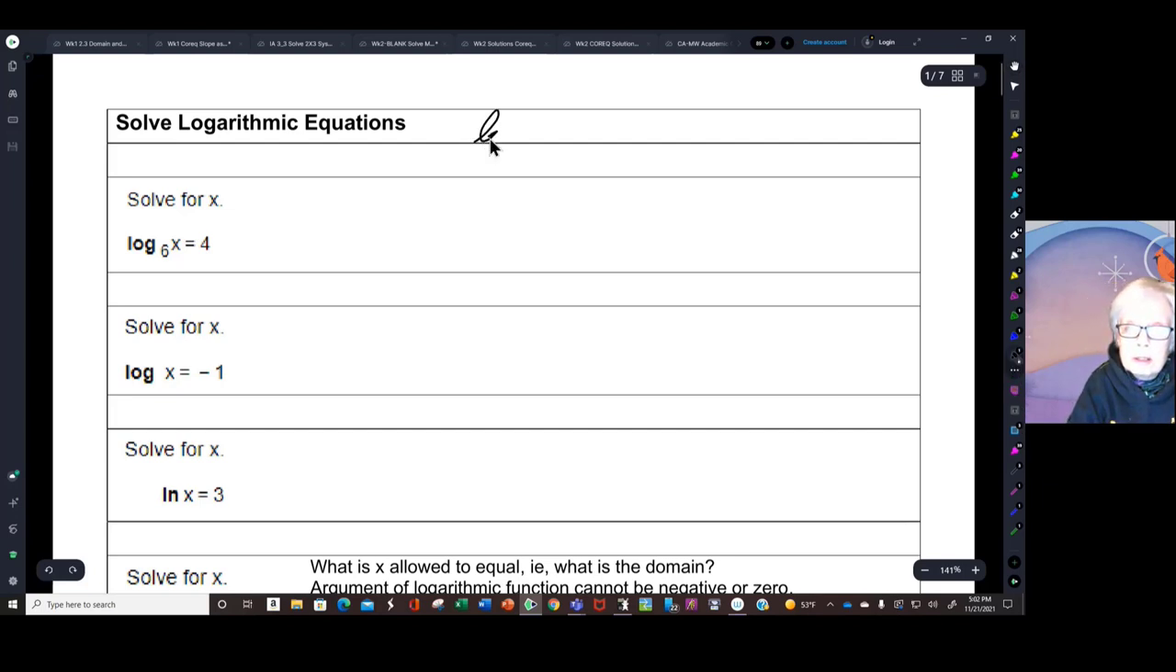Log base argument, otherwise known as arg, equals exponent.